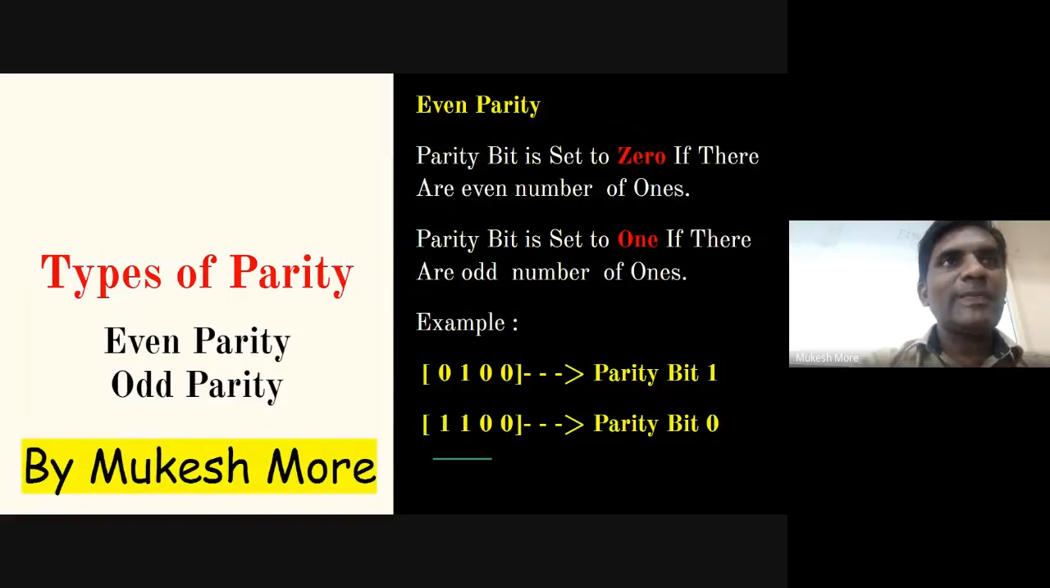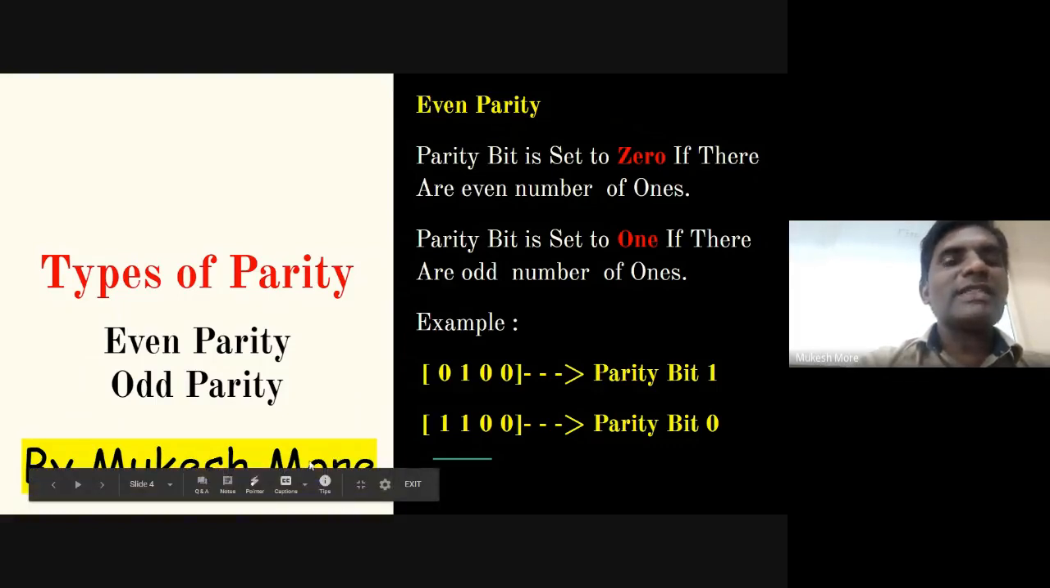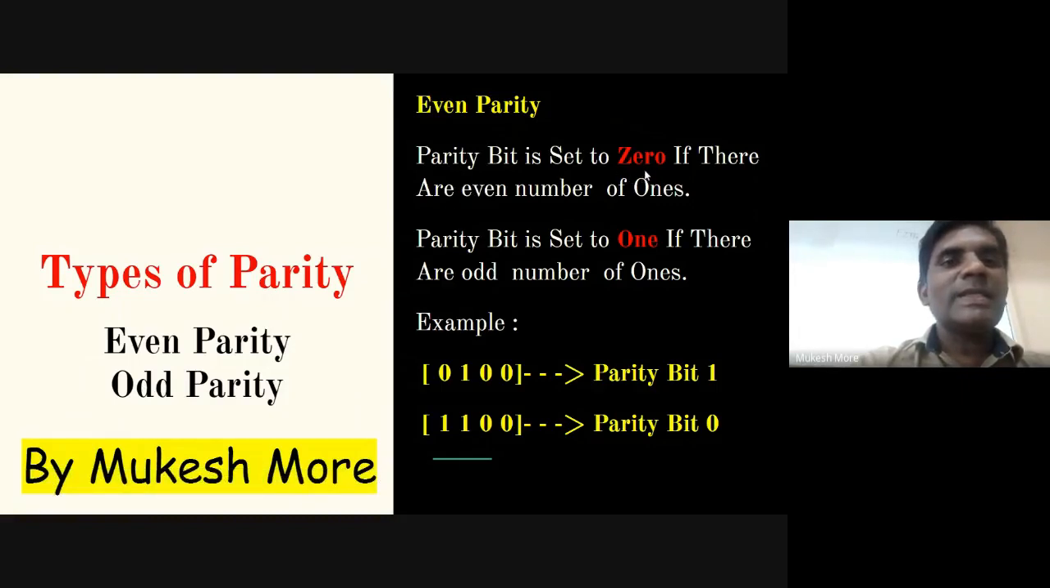Now we classify that number of ones with parity. These are the types of parity. There are two types of parity: even parity and odd parity. Then what is even parity? Even parity is where the parity bit is set to 0 if there are an even number of ones. If there are an even number of ones, then we set the parity bit to 0. And the parity bit is set to 1 if there are an odd number of ones.